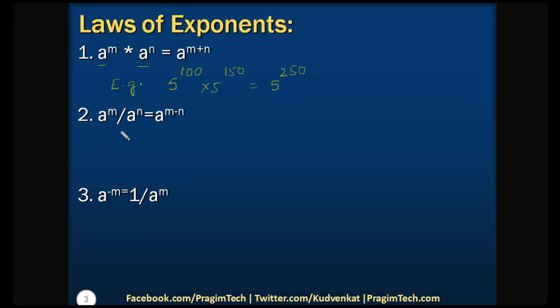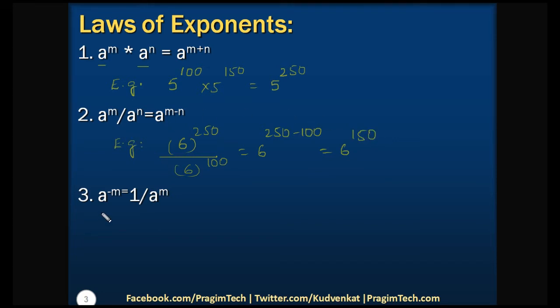The second law is when the bases are same and it is in the form of division, we can subtract the powers. Let's take one example. 6 to the power of 250 divided by 6 to the power of 100. So this will be equals to 6 to the power of 250 minus 100, or we can write it as 6 to the power of 150, right?